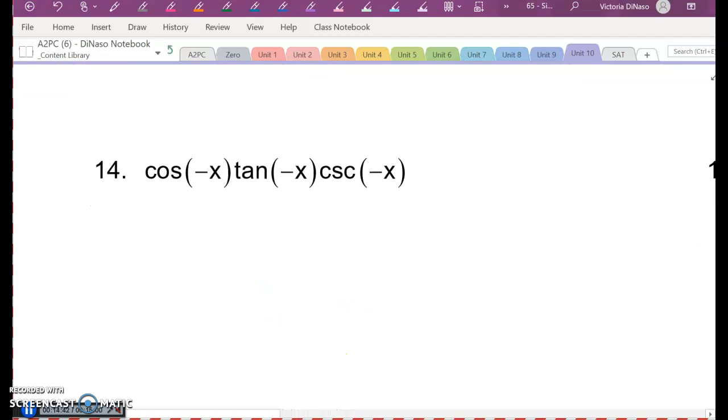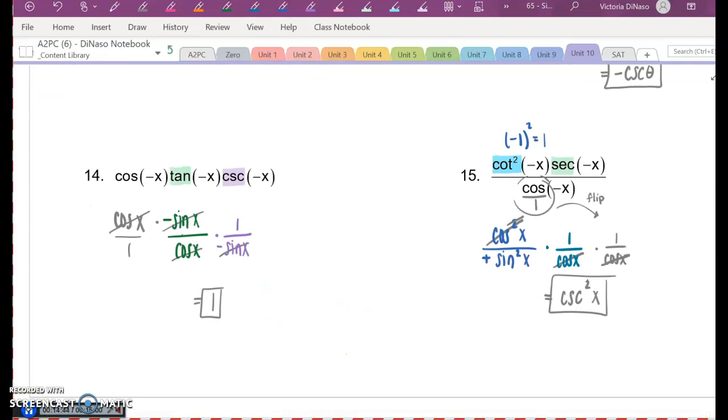So in number 14, you're going to change these.